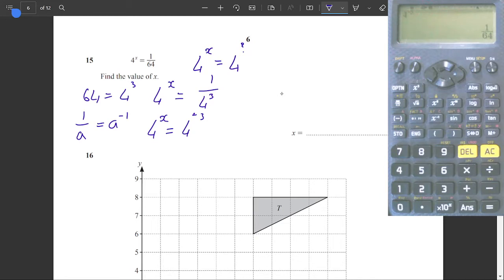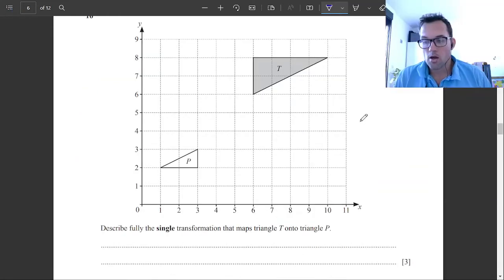Brilliant. Now we've got the base numbers the same. So this is a 4 and this is a 4. That means that equals that, meaning our answer is minus 3.